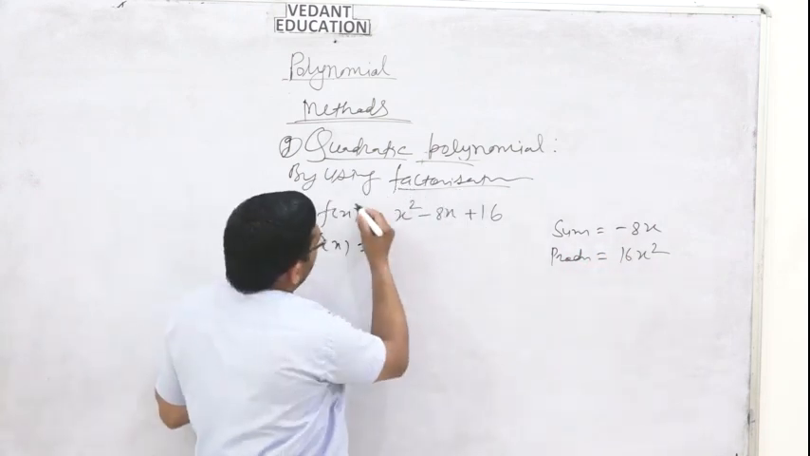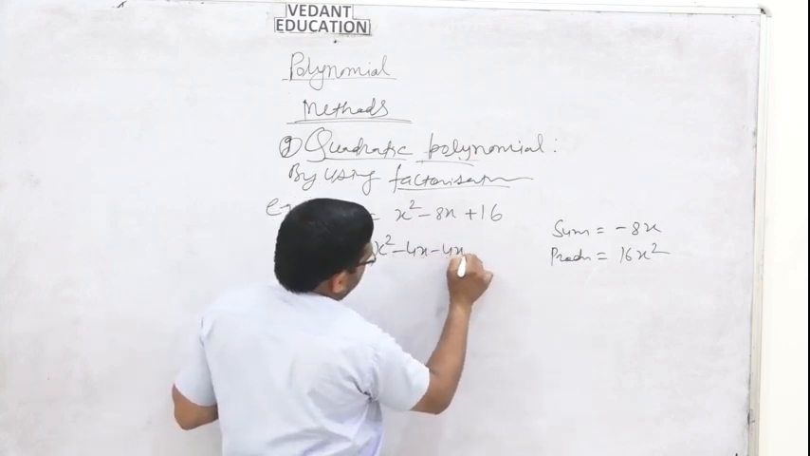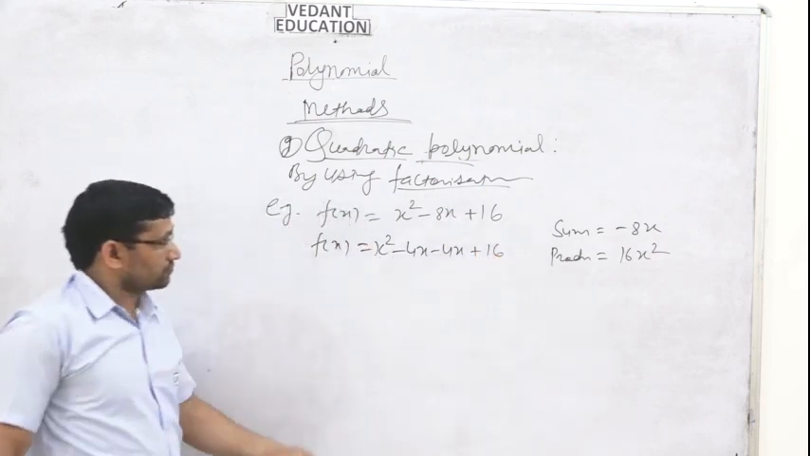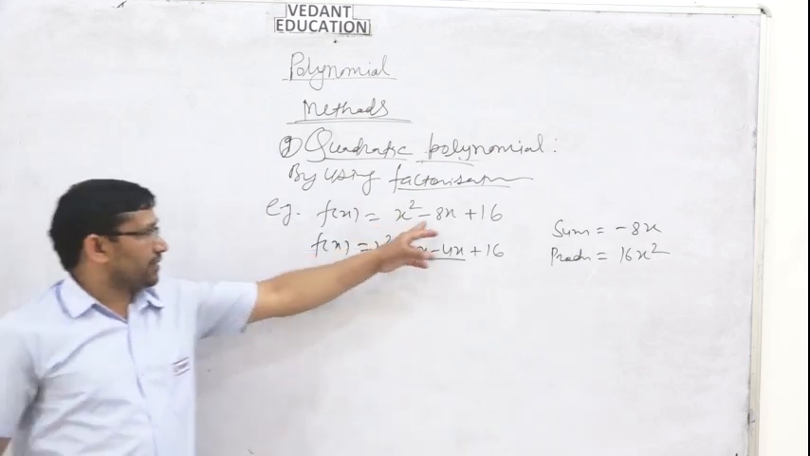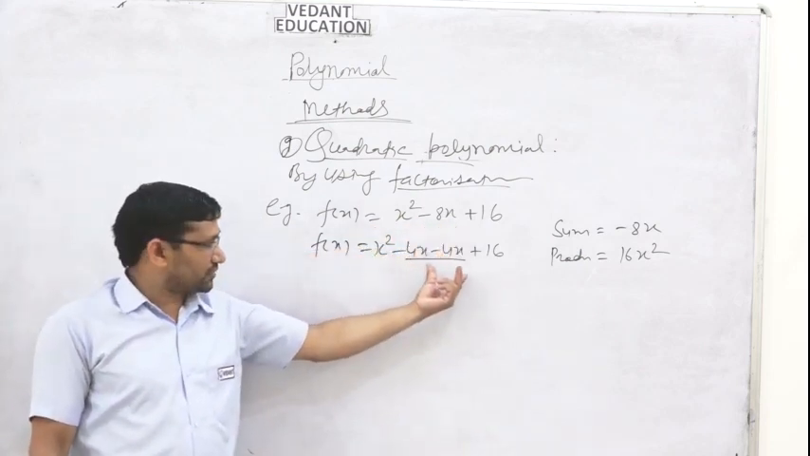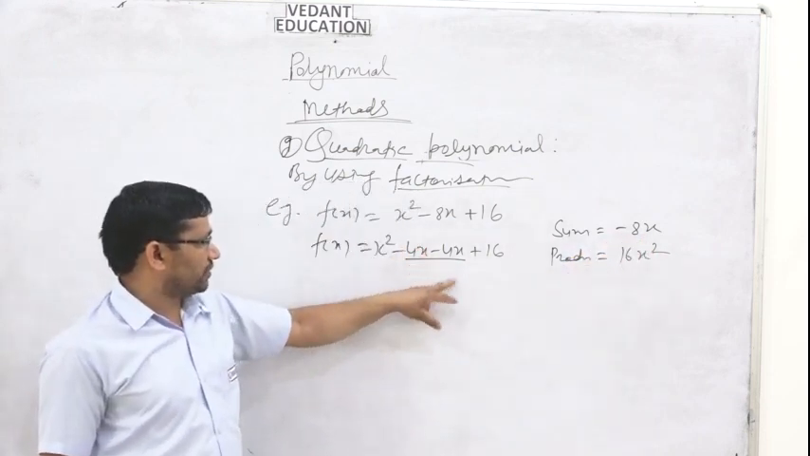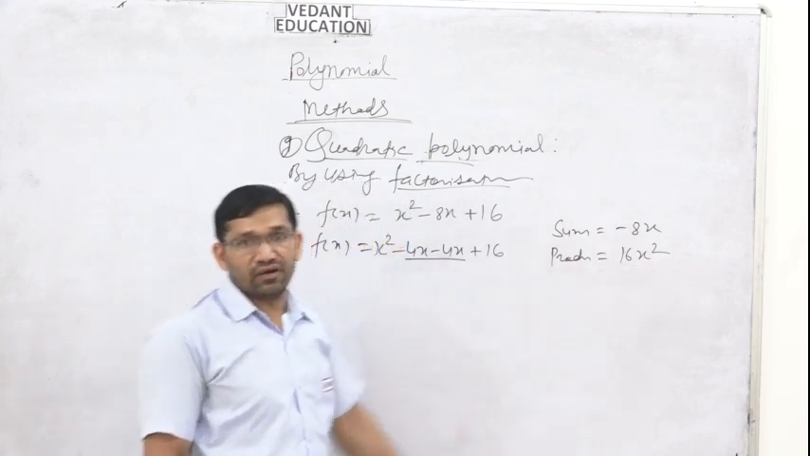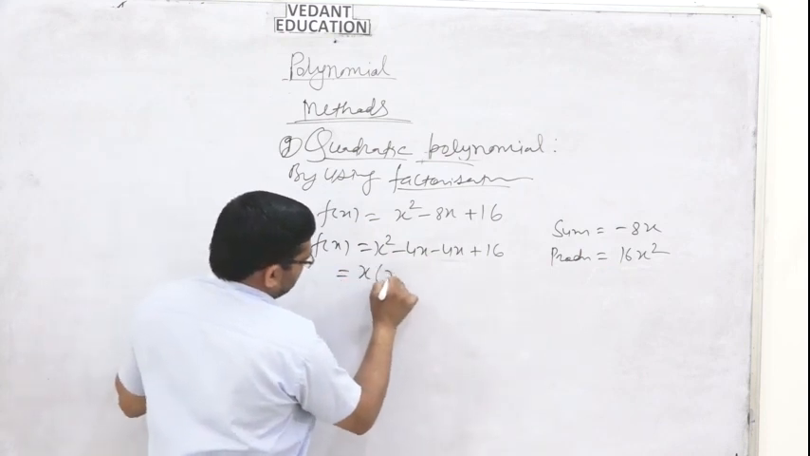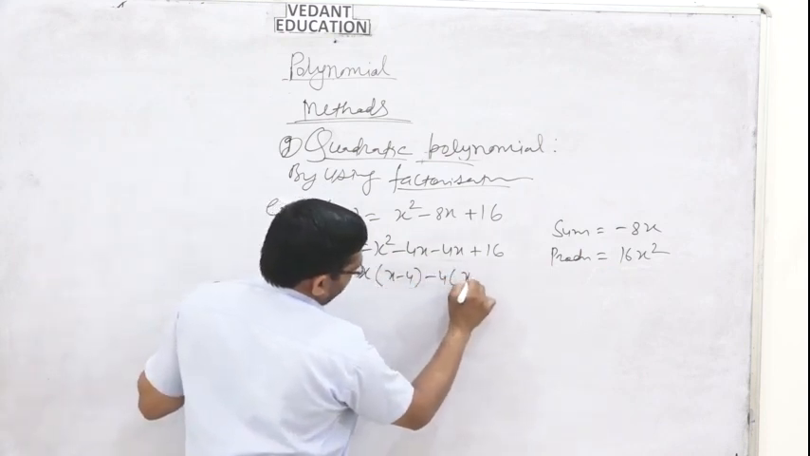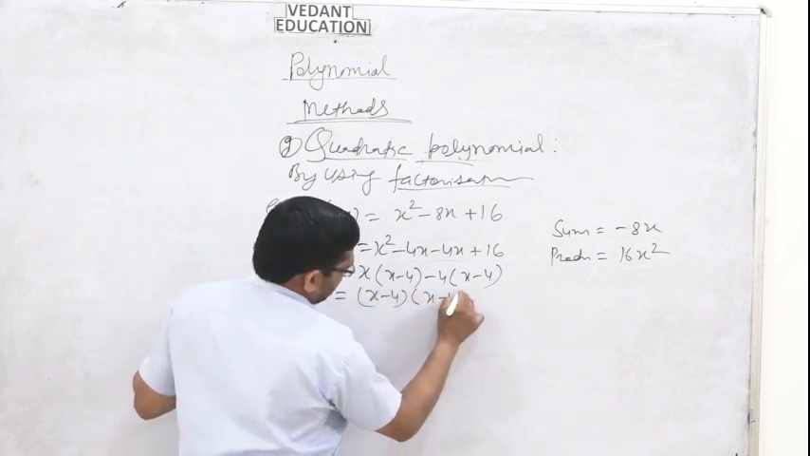So by using the factorization method we write x square minus 4x minus 4x plus 16. So we split minus 8x into two terms, minus 4x and minus 4x. The sum is minus 8x and the product of minus 4x and minus 4x is plus 16x square. So we split the middle term. Then x is common, x minus 4 is common, and this is equal to (x minus 4)(x minus 4).